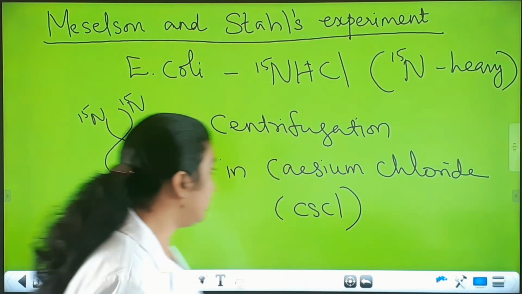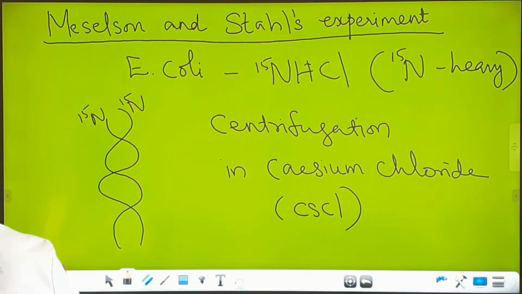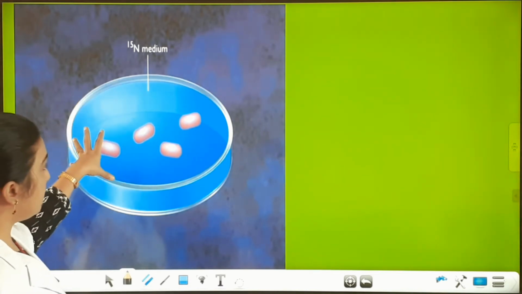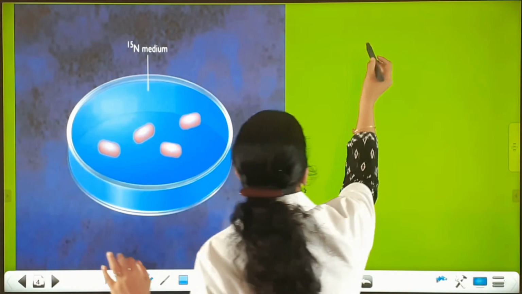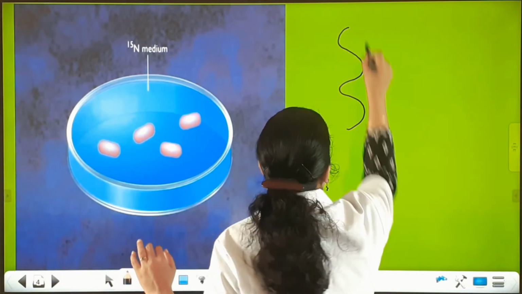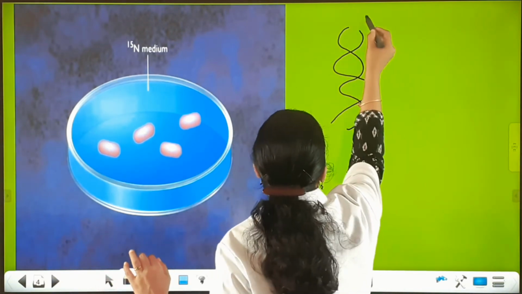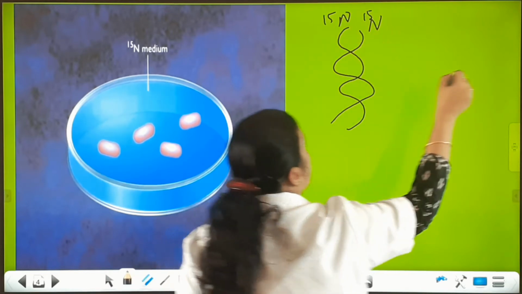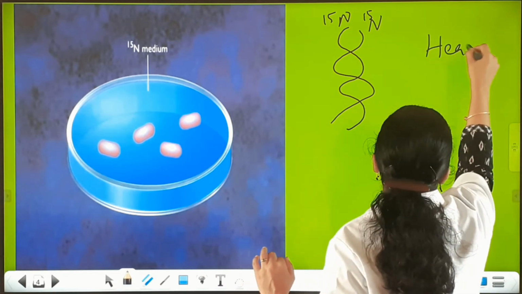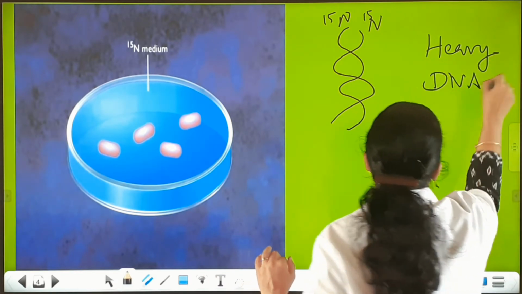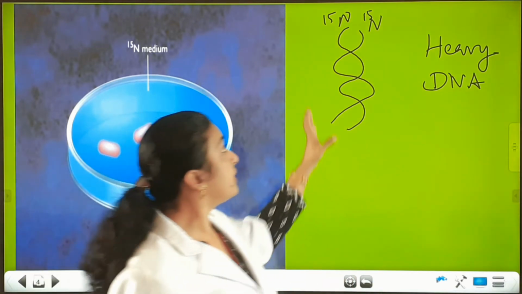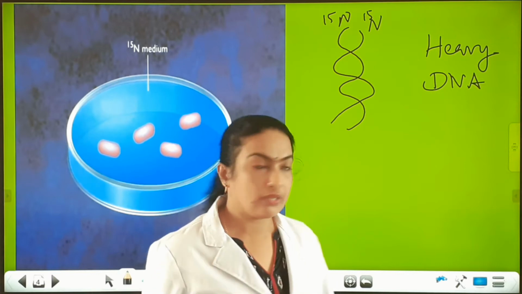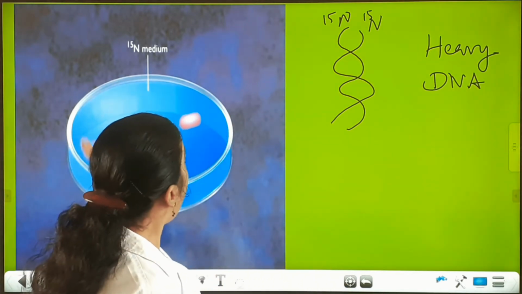Then what did they do next? As I told you, they grew the E. coli in N15 medium. Then they collected these bacteria with DNA having the heavy isotope of nitrogen, or we can say heavy DNA. This is a heavy DNA as it is incorporated with N15. Is it clear?